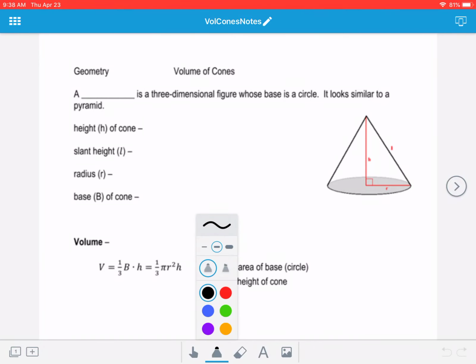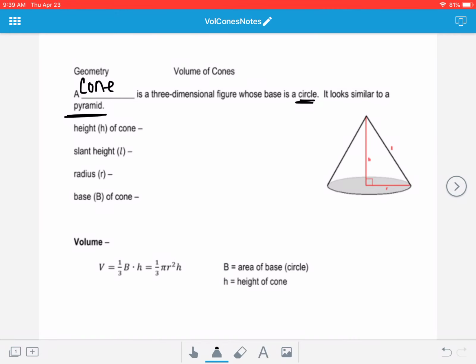So a cone is defined as a three-dimensional figure whose base is a circle. It's similar to a pyramid because there's only one base. Remember, pyramids only have one base. Cones only have one base. Their base will always be a circle. Because it is a circle, then we would say that a cone is a non-polyhedron. It's not made up of polygons.